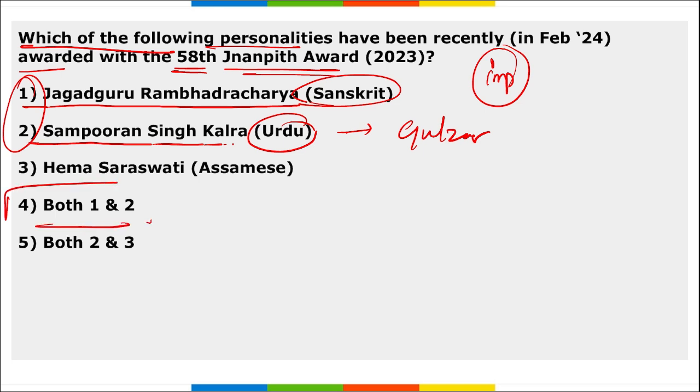And remember, Gyanpith Award is given to individuals who have done tremendous work in their classical language. Right? For Sanskrit, Jagadguru Rambhadracharya and Sampooran Singh Kalra, also known as Gulzar, for Urdu language. They were honored with the 58th Gyanpith Award.